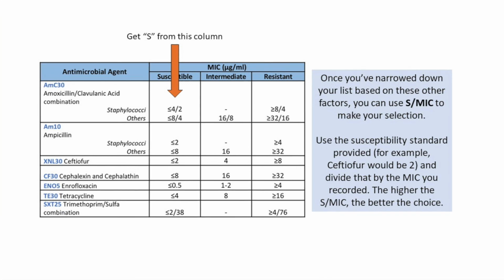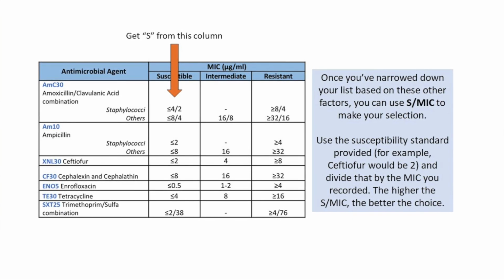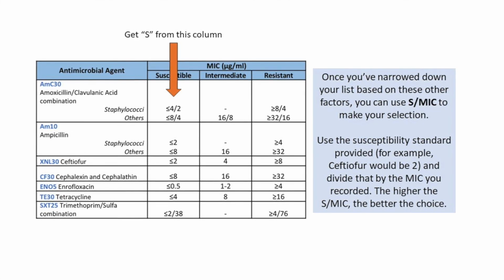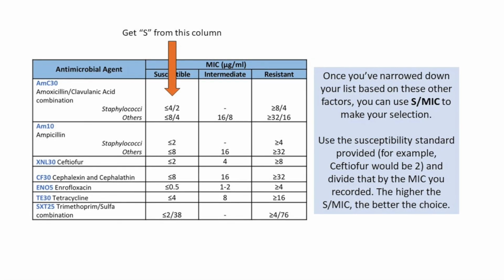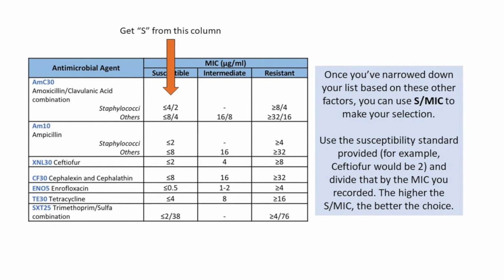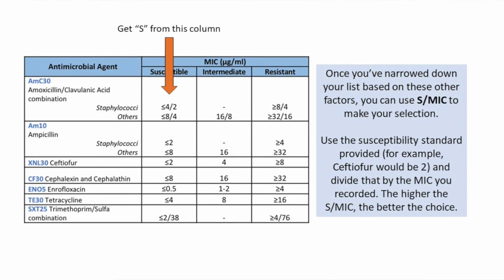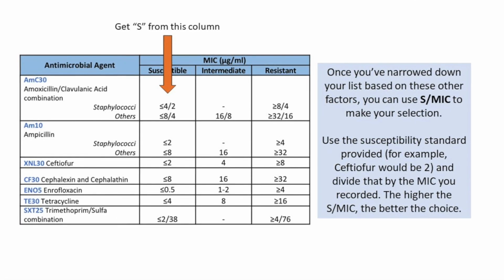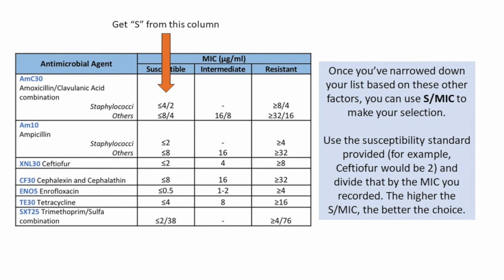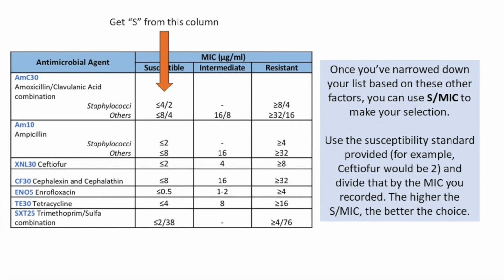Once you've narrowed it down to your realistic list of some really great choices for my patient, then in an ideal world you'll have more than one great choice for the infection that you're dealing with. There is one more step that you can go through that can tell you essentially which one is going to be the most susceptible, and that is your S divided by your MIC. All this is you looking at those provided interpretation standards for susceptibility for that antimicrobial. You take that number that says this is the susceptibility standard for this particular antimicrobial, and you divide it by the MIC that you actually got. The higher that number is, the higher your S over MIC is, the better that antimicrobial is going to work.